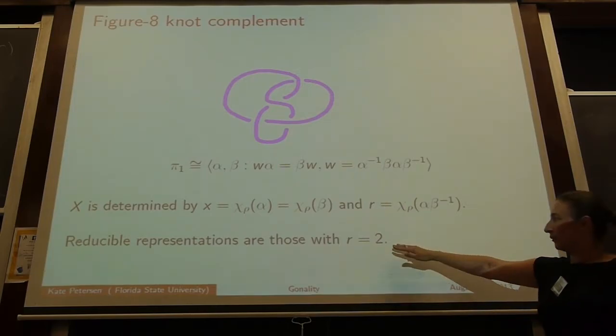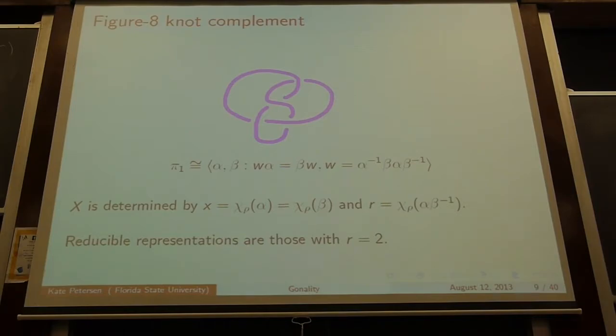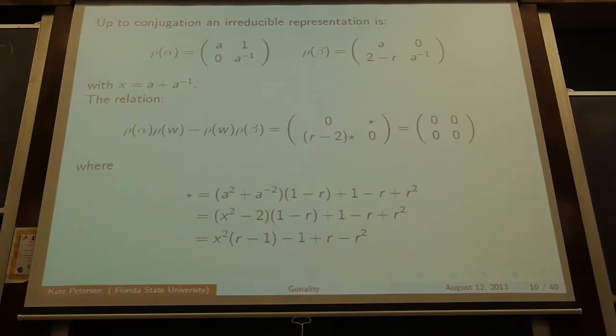Okay, so the reducible representations, those that up to conjugation are upper triangular, are exactly when the trace of where alpha times beta inverse goes is 2. That's not a hard computation, but I don't want to go through it. Now, to determine everything else, if a representation is irreducible, I just have these two generators. It's determined by where they go. I can conjugate so that the first one's upper triangular, and in fact, I can conjugate so that the off diagonal is whatever I want. And the second one can't also be upper triangular. Turns out I can conjugate so it looks like that. And by writing the lower left entry as 2 minus r, this is where the little cleverness with using alpha beta inverse comes in.